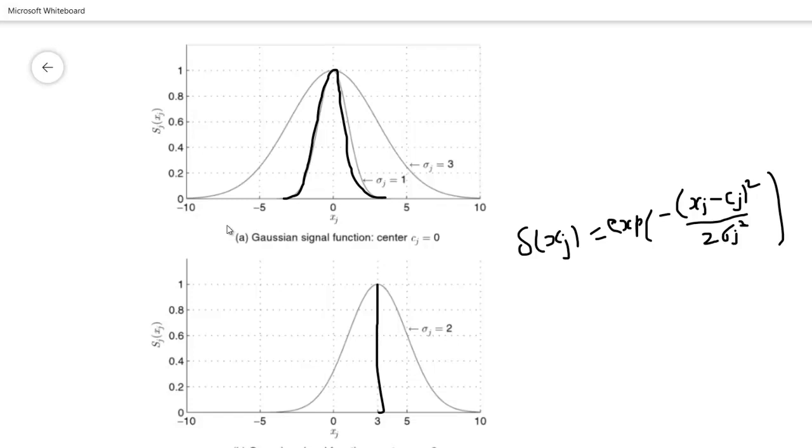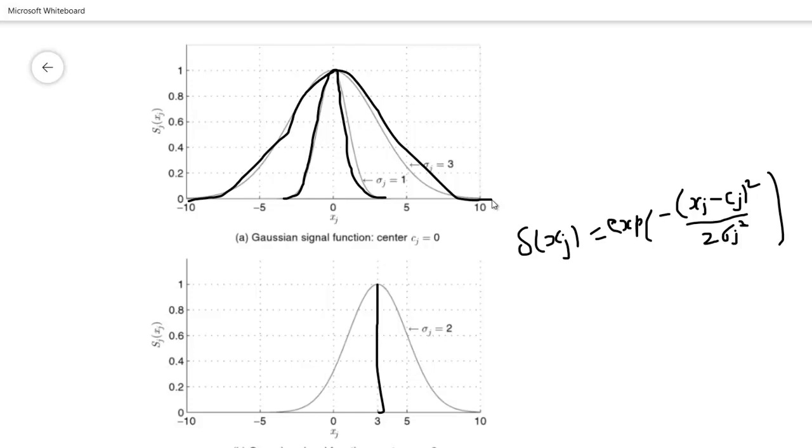From this diagram, you get the idea that the Gaussian signal function is an example of a non-monotonic signal function. Why is this a non-monotonic signal function? Because at the starting it increases from 0 to its peak value. In this diagram, the peak value is 1, at the center, and then it decreases smoothly towards 0 again. So this Gaussian signal function is a non-monotonic signal function.